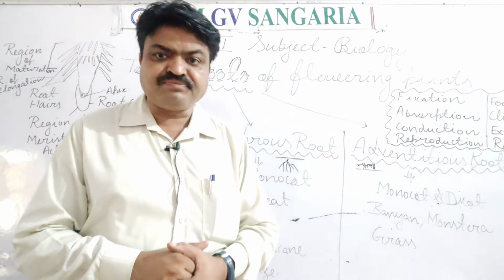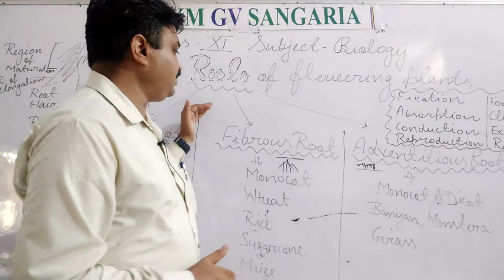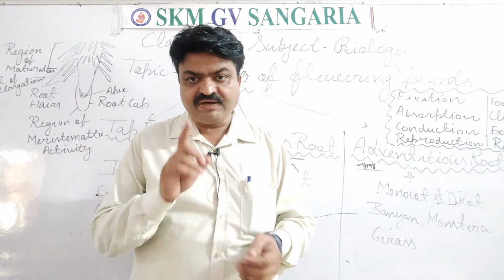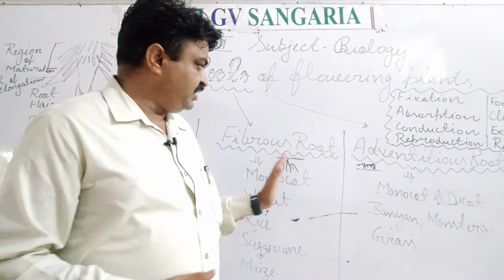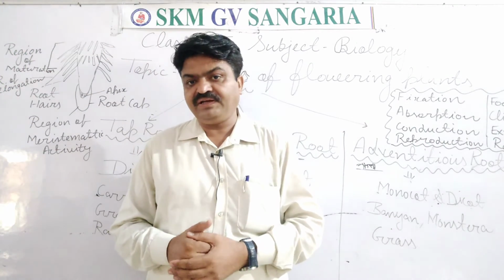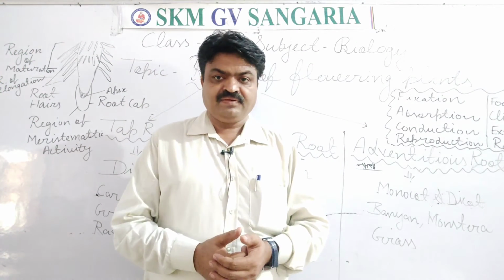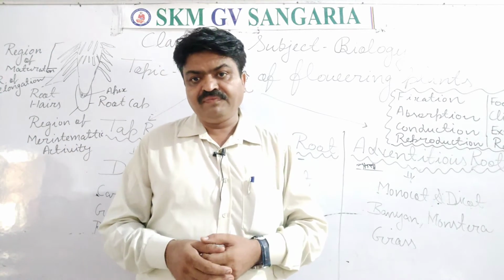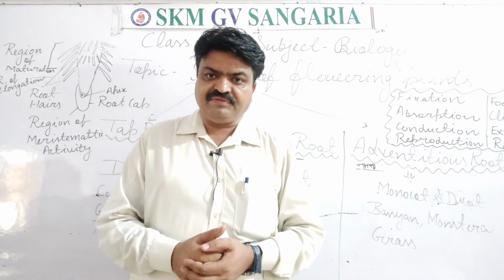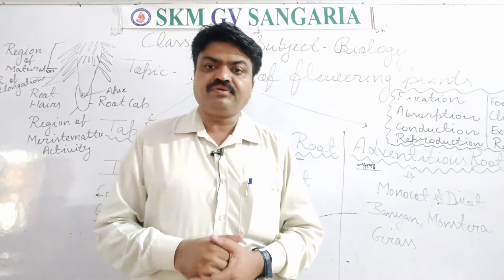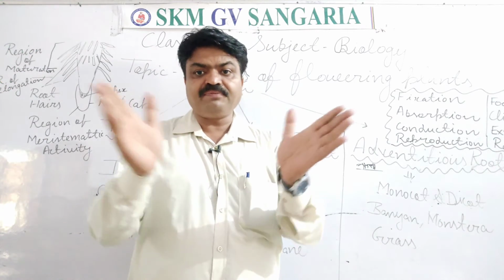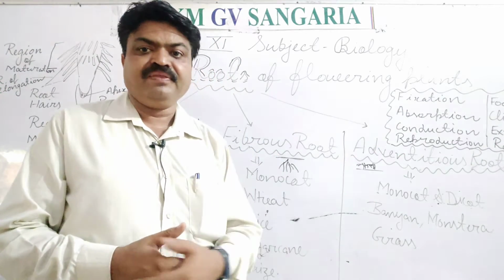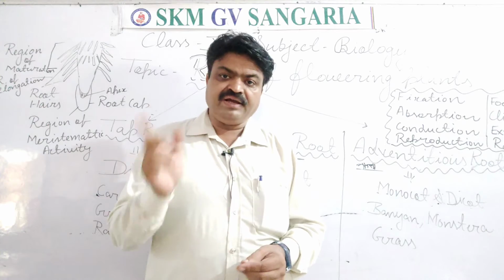Second function is absorption, student. With the help of the roots, plants absorb water and minerals. The next important function that they have, student, is conduction. It means when the water and minerals are absorbed by the roots of the plant, that water and mineral is conducted with the help of the vascular tissue known as xylem to the different parts of the plant. So the roots also help in the conduction of water and mineral.